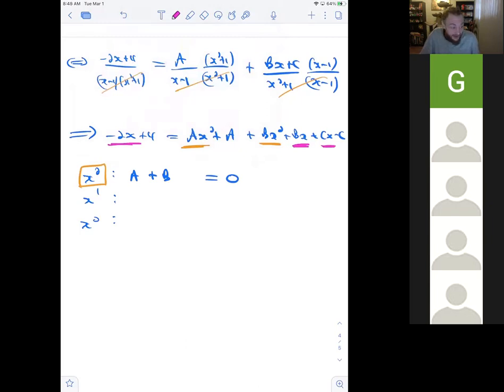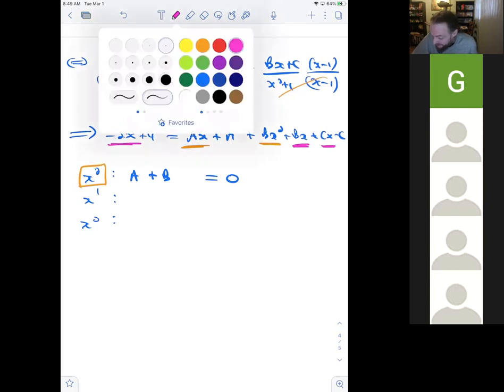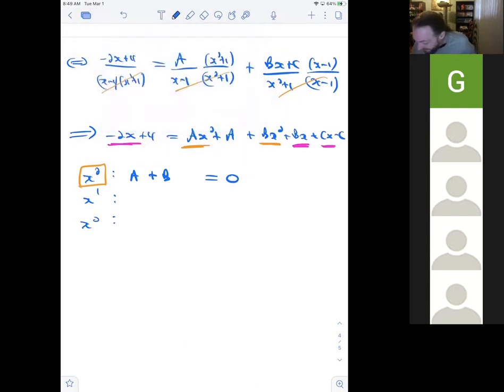So what am I going to get? Sorry, I should have a -b on here. This says -b plus c is equal to, what is it? -2. And then in the last equation, we're going to get a minus c is equal to 4.